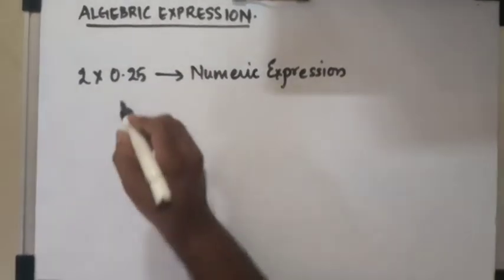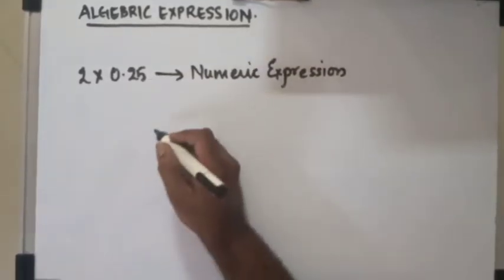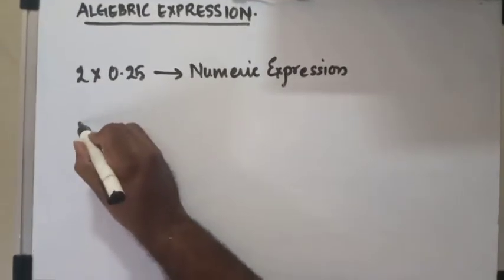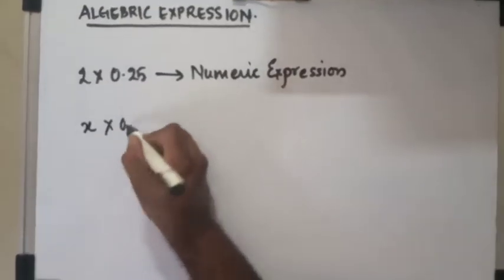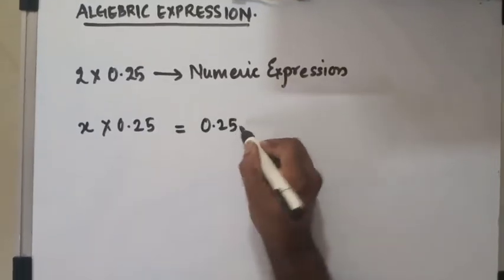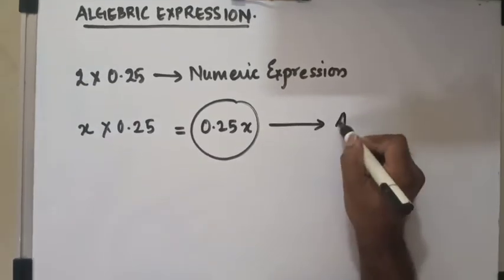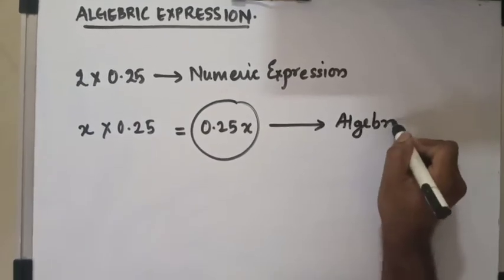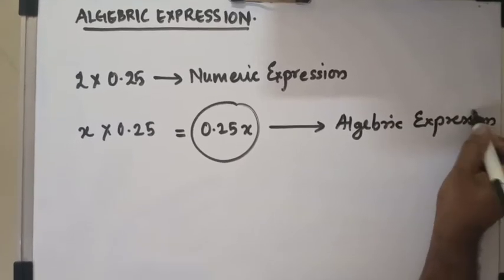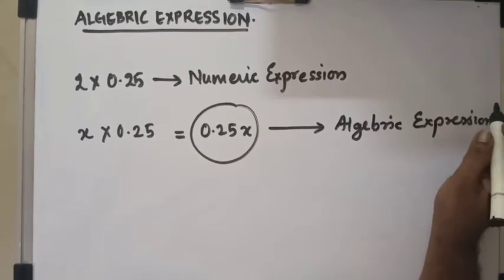If it contains variables, then it is said to be an algebraic expression. Say instead of 2, if you have x into 0.25, this gives me 0.25x. So this is said to be an algebraic expression. What is it said to be? An algebraic expression. So any expression which contains variable is said to be an algebraic expression.